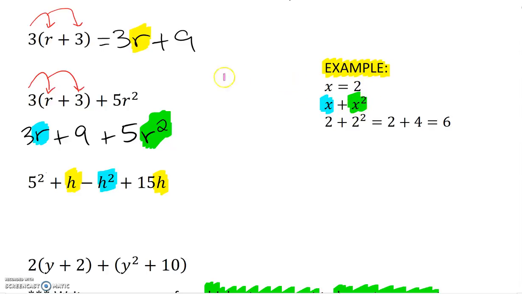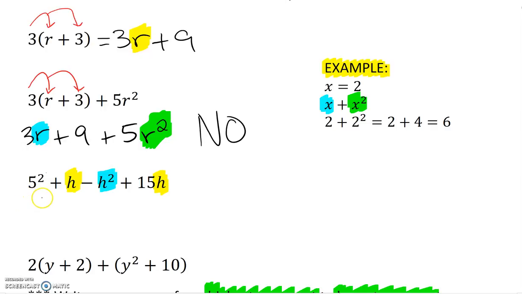All right, let's go back over here. Now, we have it written out. We have a variable r, we have a whole number, and we have r squared. Can any of these be combined? The answer is no. We are simplified at this point. Okay? Let's take a look at the next example.